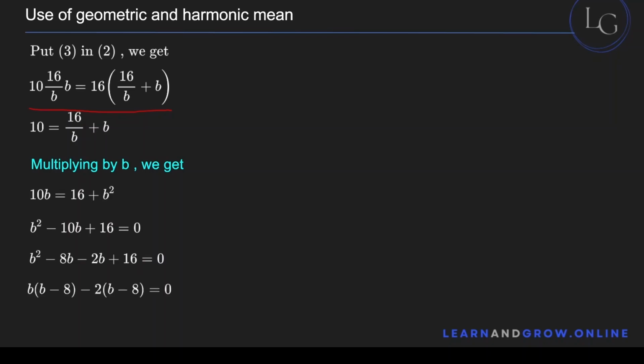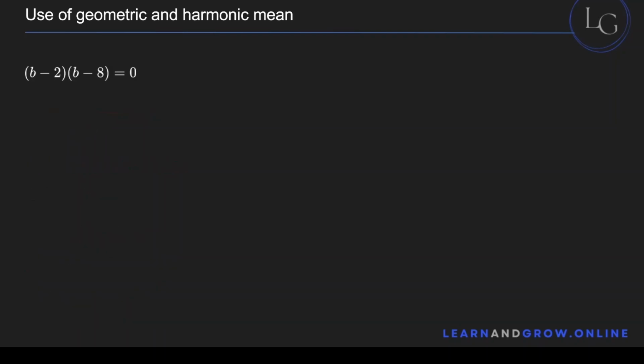So after doing the factorization of this quadratic equation, it comes down to this. And so you get two values for b, 2 and 8, because either b minus 2 is equal to 0 or b minus 8 is equal to 0. So when b minus 2 is equal to 0, the value of b is 2, and when b minus 8 is equal to 0, the value of b is 8.